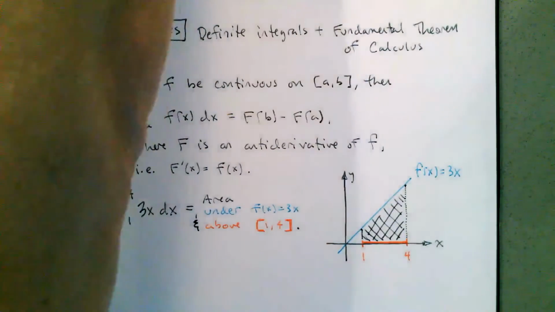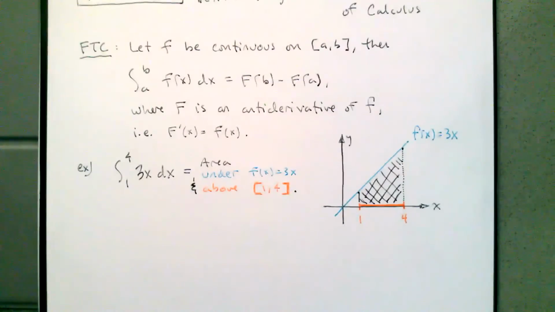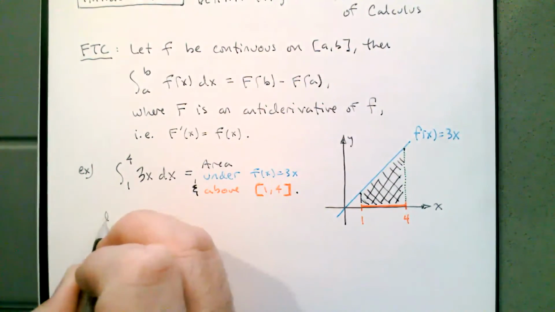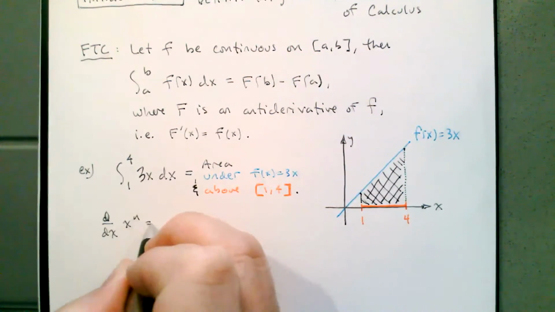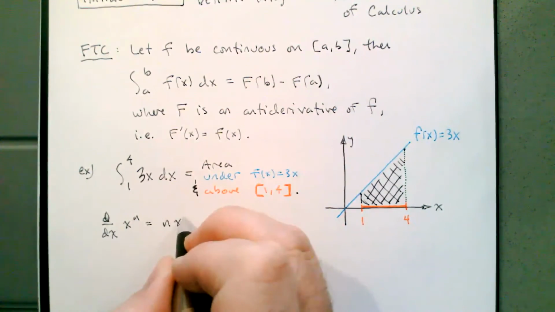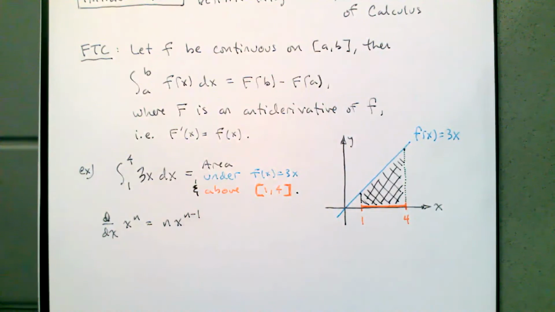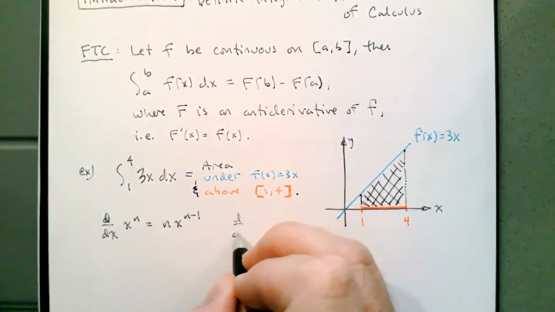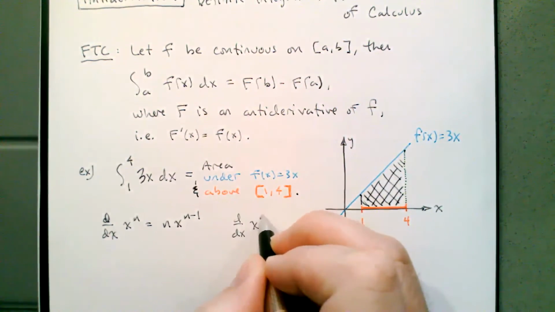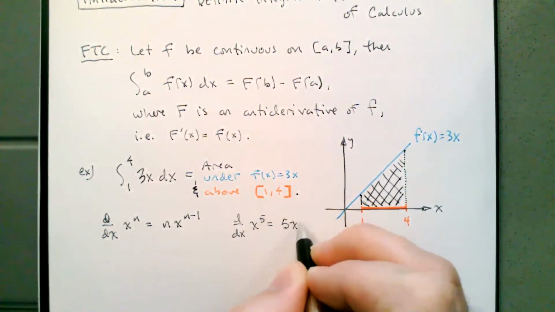So when we learned that the derivative with respect to x of x to the n was nx to the n minus 1, we look at the process of taking the derivative. We multiply by the exponent, and then we subtract 1 from the exponent. So the derivative of x to the 5th is 5x to the 4th.